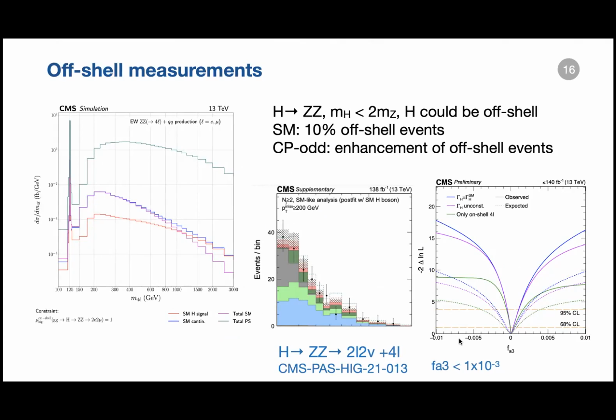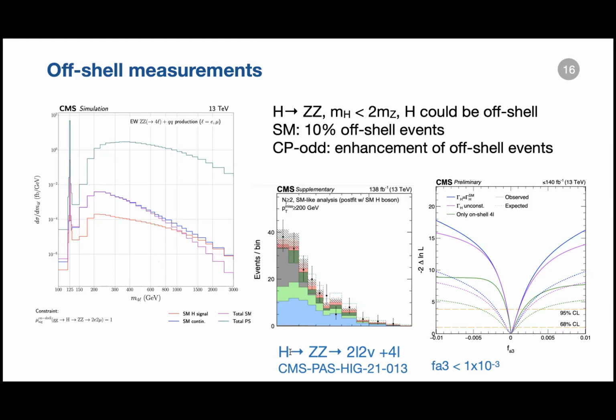In this event, I've already heard a lot, so I will try not to repeat them. The Higgs boson decays to ZZ, and it could go also offshell because the Higgs mass is smaller than the 2 Z mass. So in the offshell region, in the standard model, there are about 10% of events. But then if you have a CP odd contribution, which is shown in the green line, you see that it gets very boosted. So by studying just the offshell events, you could constrain the CP odd contribution very well. And this is what CMS did.